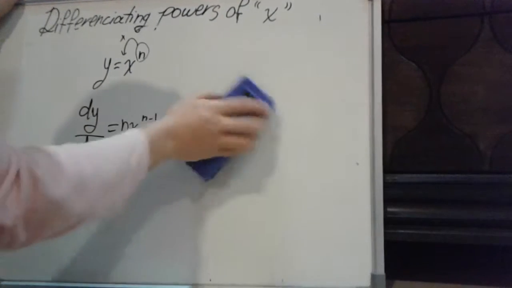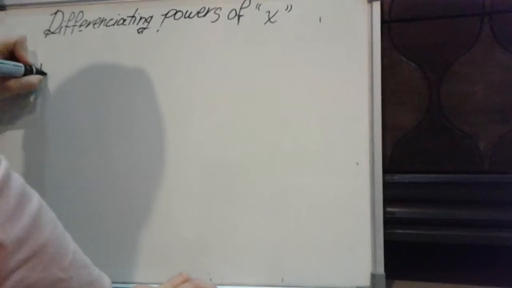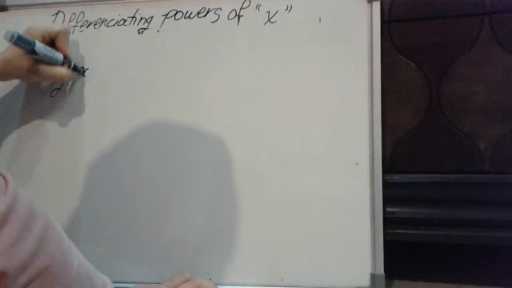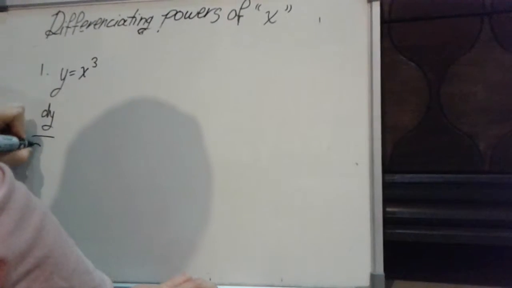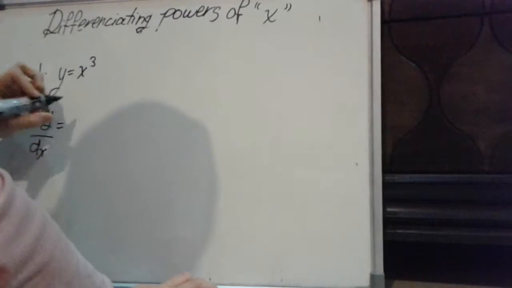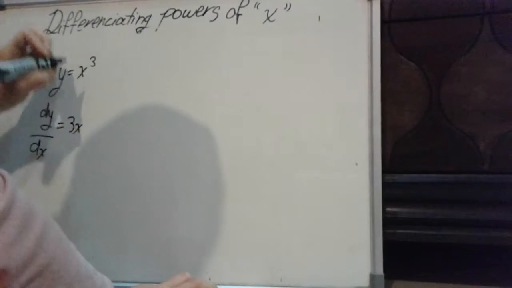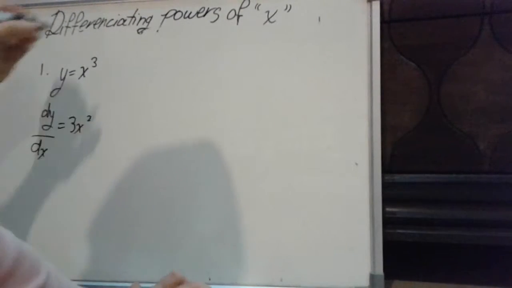Let me show you some examples. If you get y equals x to the power of 3, you say dy over dx equals, the 3 comes down multiplying with the x, and the power is itself subtracted by 1, so it becomes 2. This will be the first example.